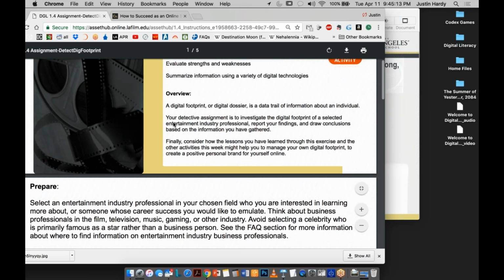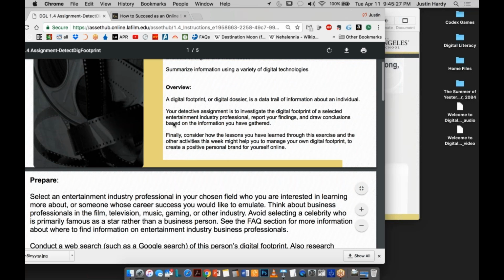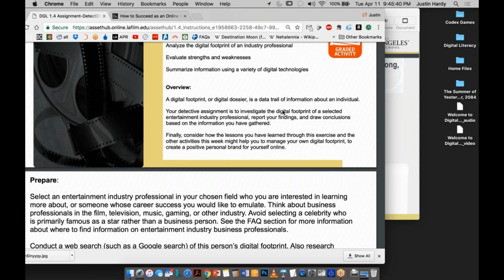We also want you to evaluate the strengths and weaknesses of their digital footprint. Is their digital footprint positive? Is it negative? Is it controversial? Is it something that doesn't arouse too much buzz? What kind of digital footprint do they have? And then we want you to summarize this information using a variety of digital technologies. So yes, Jennifer, John Lennon, if that's who I assume you're talking about, that's acceptable because there's a lot of information available about him online.